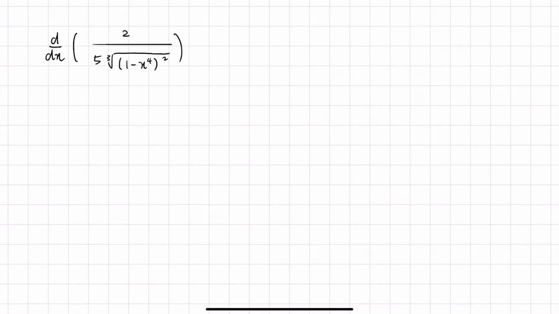Hey guys, I'm going to show you how to do this very complicated looking differentiation question. So I highly recommend you give this a go first.